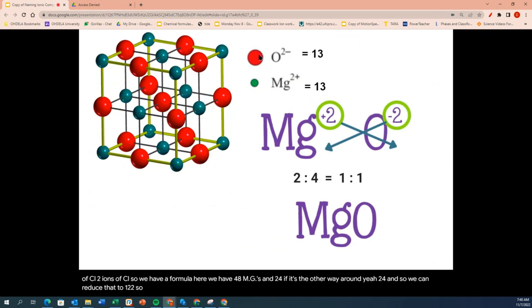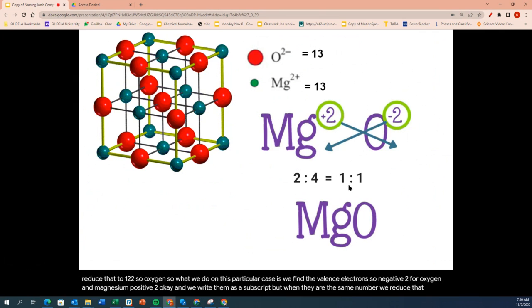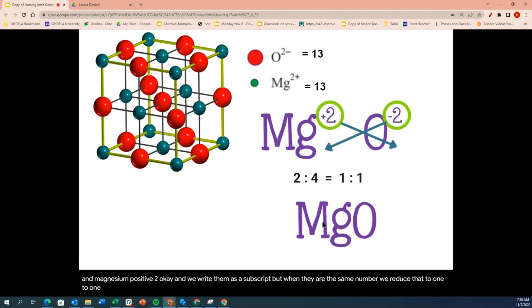So oxygen, what we do in this particular case is we find the valence electrons, so -2 for oxygen and magnesium +2, okay? And we write them as a subscript, but when they are the same number, we reduce that to 1-to-1, MgO.